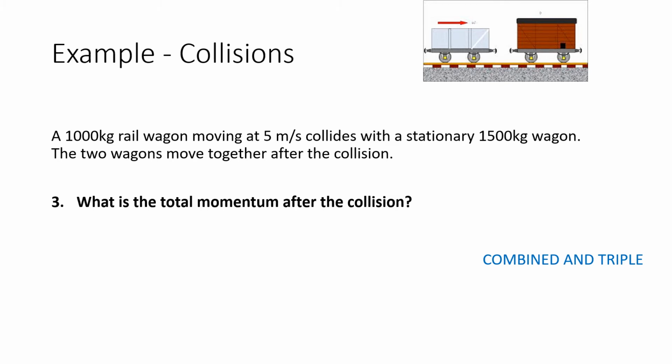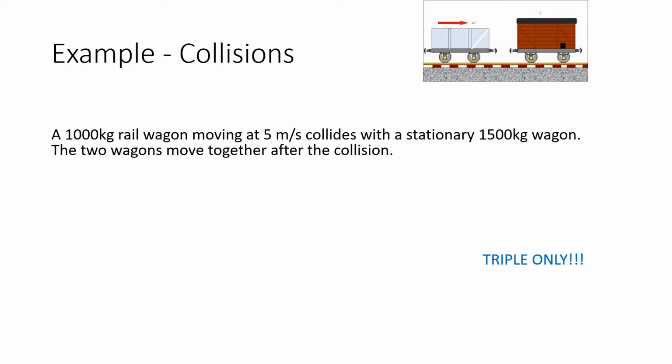The next question asks you what the total momentum is after the collision, and again this could be on a combined or triple paper. We just worked out that the momentum before the collision was 5,000 kilogram meters per second, and we know that the momentum before is equal to the momentum after. So if the momentum before was 5,000 kilogram meters per second, the momentum after will also be 5,000 kilogram meters per second. And now the question moves on to calculating the velocity of the trolley.